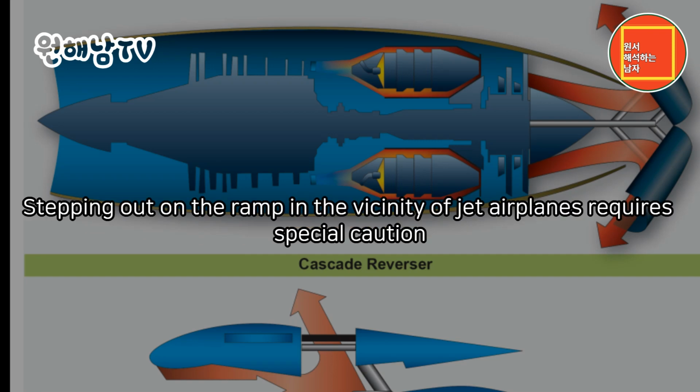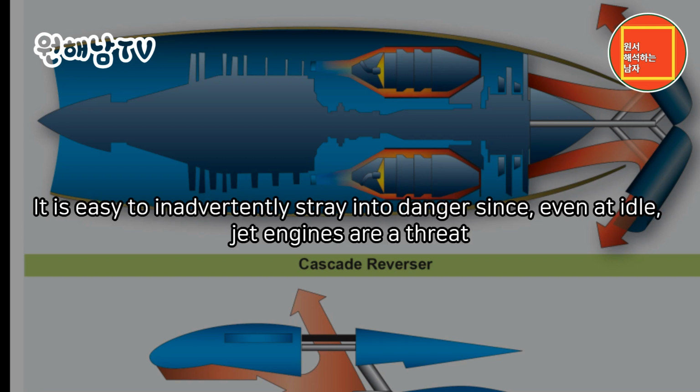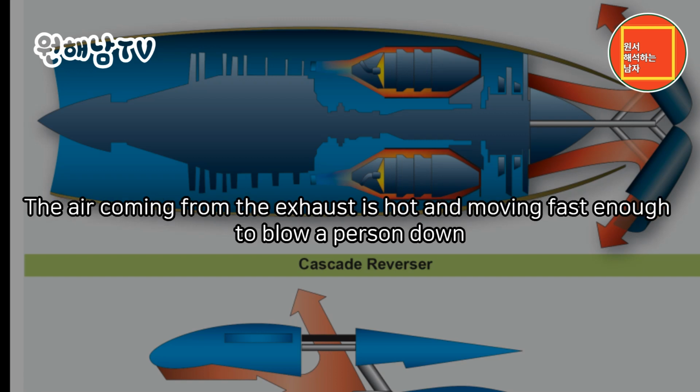Ground safety. Stepping out on the ramp in the vicinity of jet airplanes requires special caution. There is no propeller to indicate visually whether a jet engine is running. It is easy to inadvertently stray into danger since, even at idle, jet engines are a threat. Enough air is being sucked into the intake to pull a nearby person into the fan. The air coming from the exhaust is hot and moving fast enough to blow a person down.